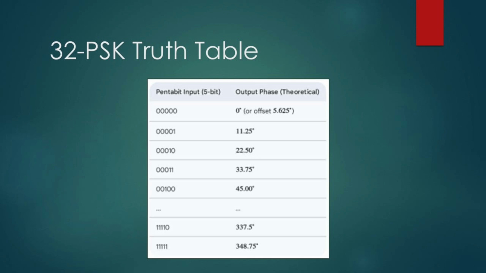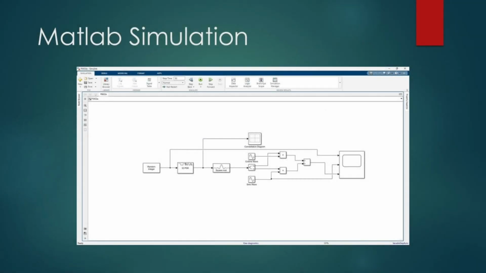For example, 00000 starts at 0 degrees or sometimes with an offset of 5.625 degrees depending on the design, while 00001 moves to 11.25 degrees, and so on, all the way up to 348.75 degrees. While we often use gray coding in practice to minimize bit errors between adjacent phases, the core logic remains this steady 11.25 degree progression.